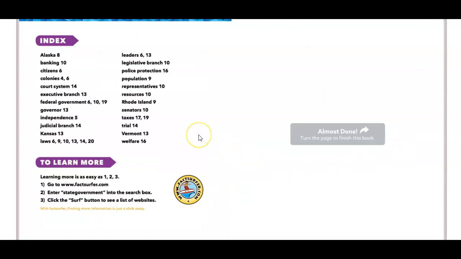The index is listed with page numbers if you're looking for a specific term. For example, if I am looking for information on the federal government, I would look on page 6, 10, and 19. To learn more is as easy as 1, 2, 3. Go to www.factsurfer.com. Enter the word state government into the search box. Click the surf button to see a list of websites.